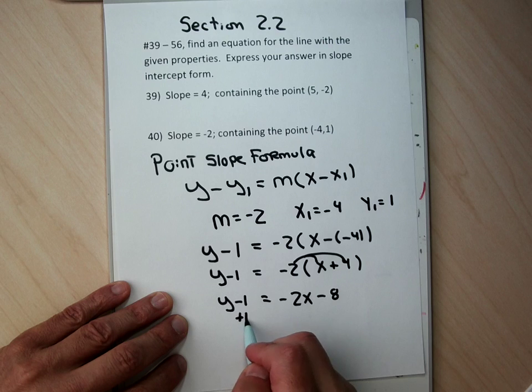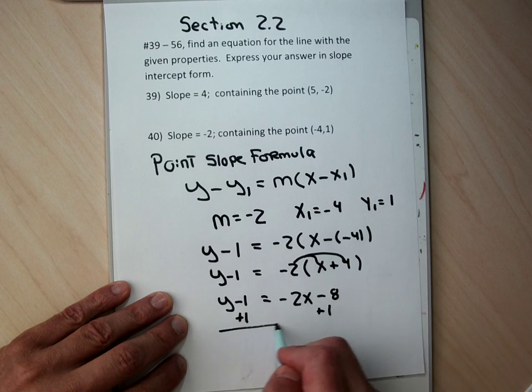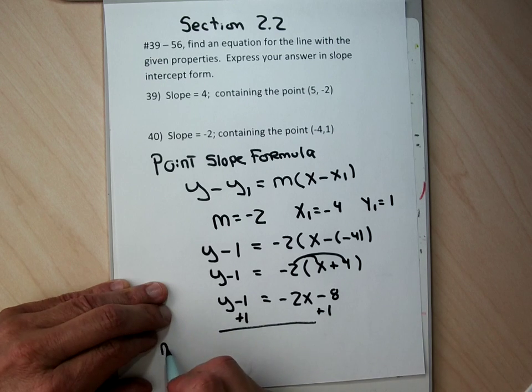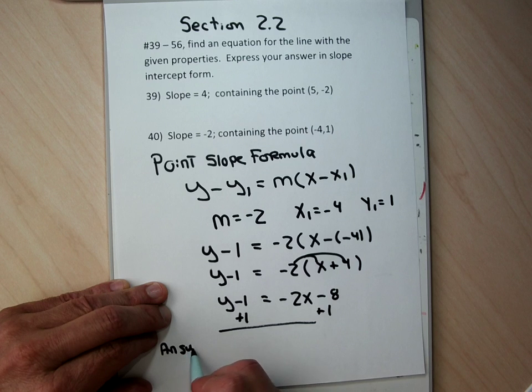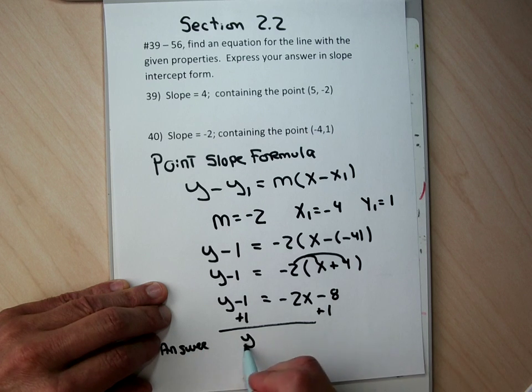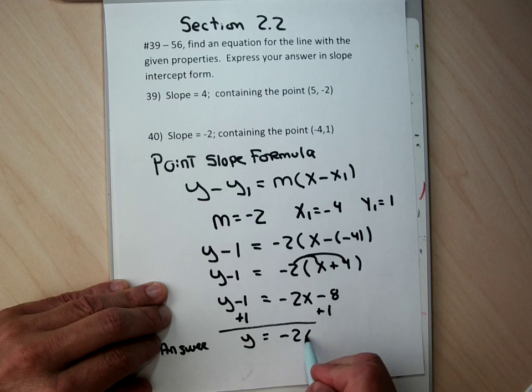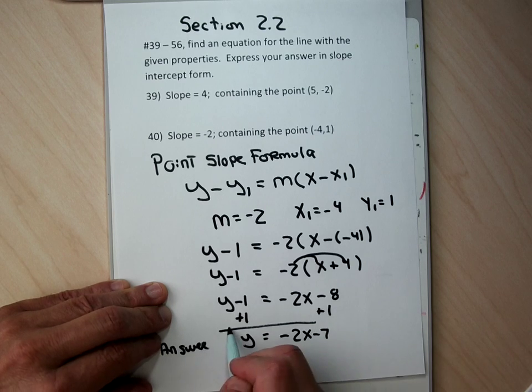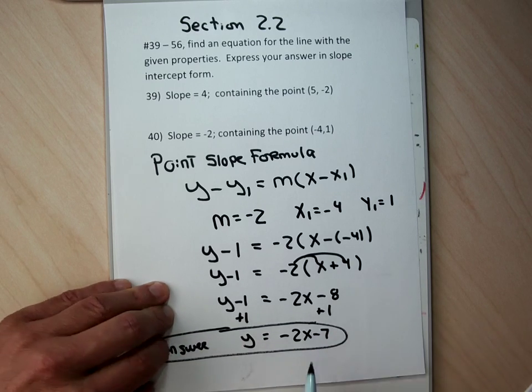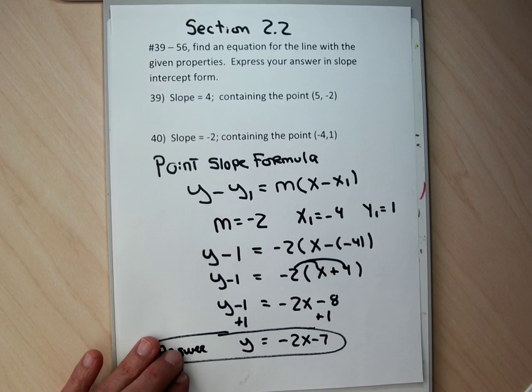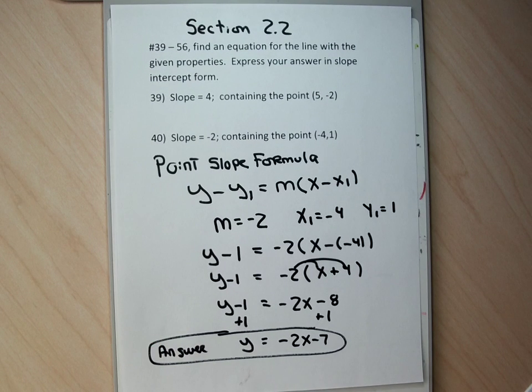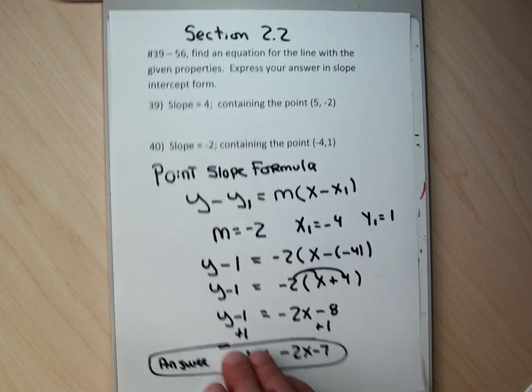Now I'm going to add 1 to both sides. This is going to give me my answer for problem 40. This is the equation of the line that I need to find. It's going to be y equals negative 2x minus 7. Didn't get into a lot of theory here. I'm assuming that at some point in your past you had to find equations for lines, and my videos get so long I try to crunch the theory down if I can. So you should be able to do 39.